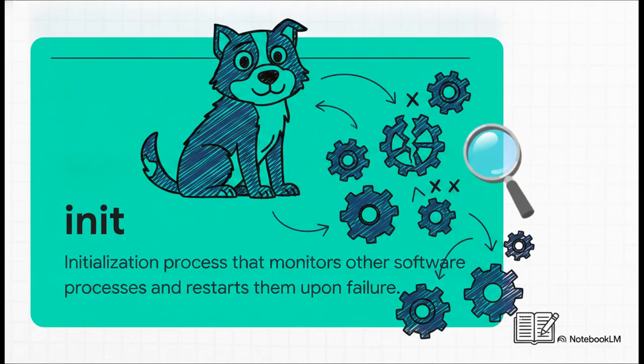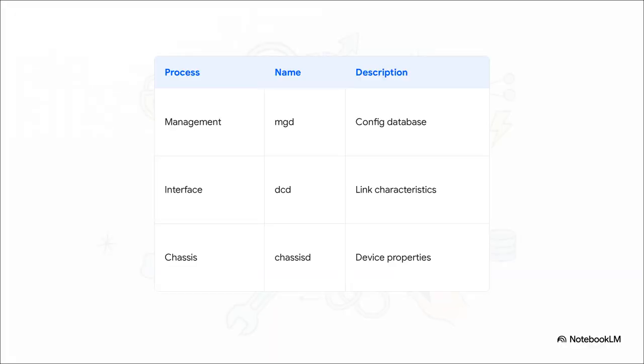If any other software process suddenly crashes or just fails to start, the init process steps right in, tries to restart it a few times, and logs the failure so you can dig into it later. Right beneath that init watchdog, you've got a few specialized processes that act like the vital organs of your device. The management process, or MGD, is what you're actually interacting with when you type in user commands. It handles the configuration database and tells the other processes when you've committed a new config.